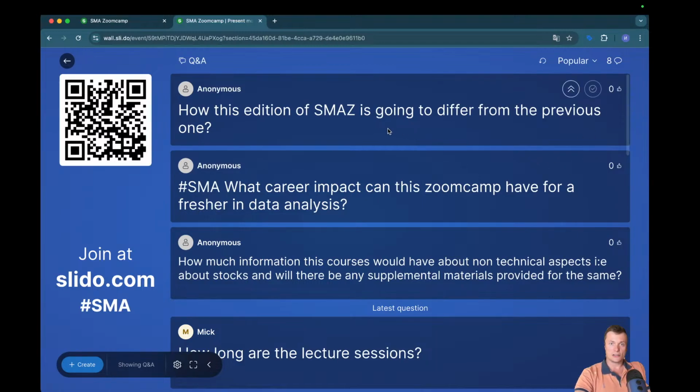How is this edition of Stock Market Analytics Zoomcamp going to differ from the previous one? It is similar. Let's say 80 to 90% of content is the same, but the data is different. We have the data for the whole new year, and all home assignments are new and different.